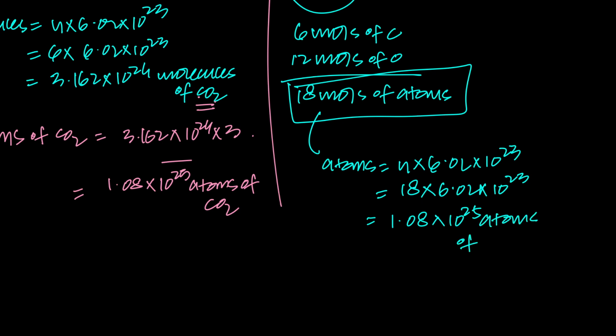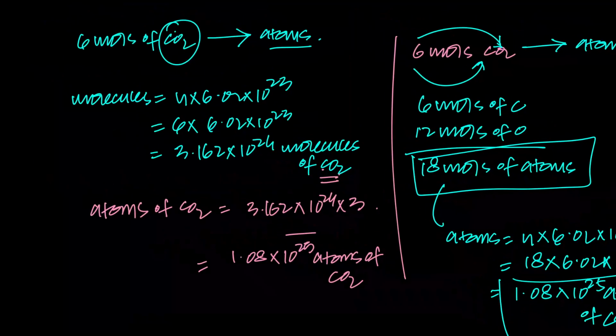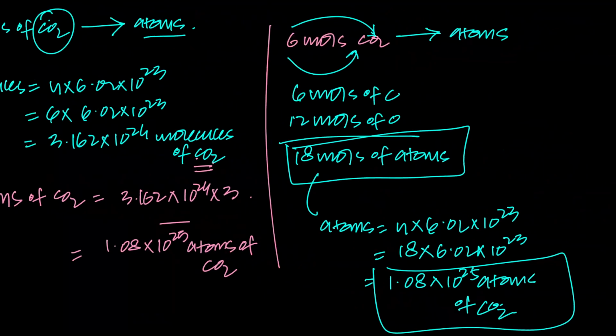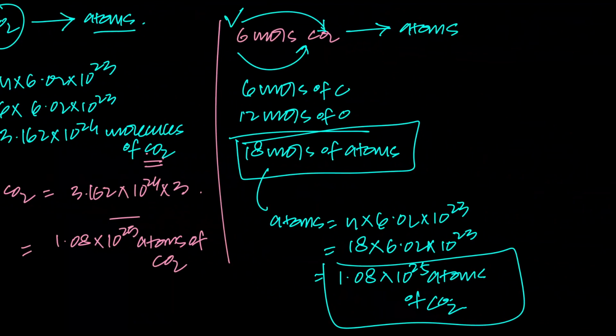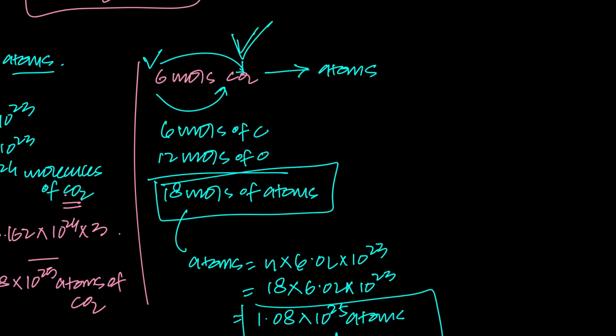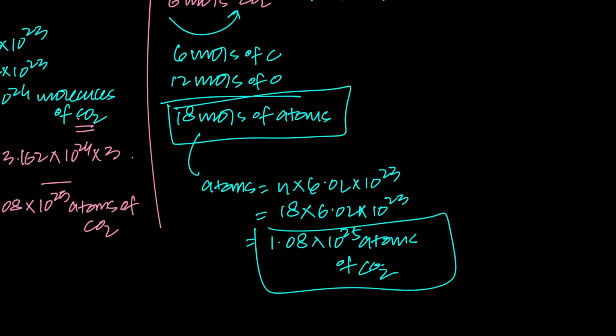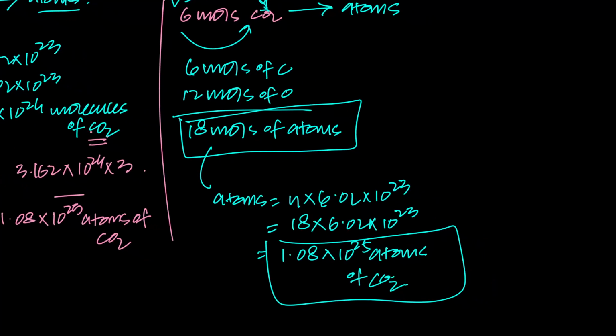So, obviously, it's just mathematics. It's your choice. Either you do it logically like this, or you do it in this particular manner. What I would suggest is this right here. I recommend this because your syllabus also recommends this, because you also need to understand that 6 moles of carbon dioxide has how many moles of atoms? It has 18 moles of atoms.